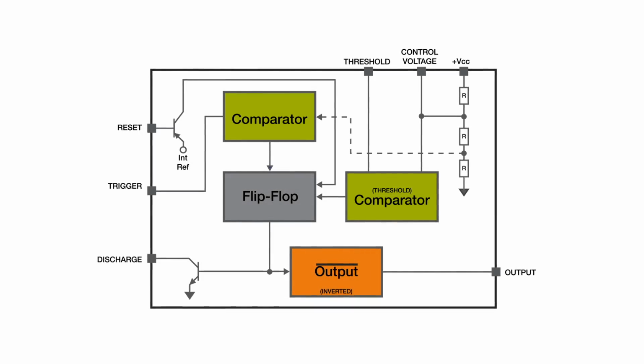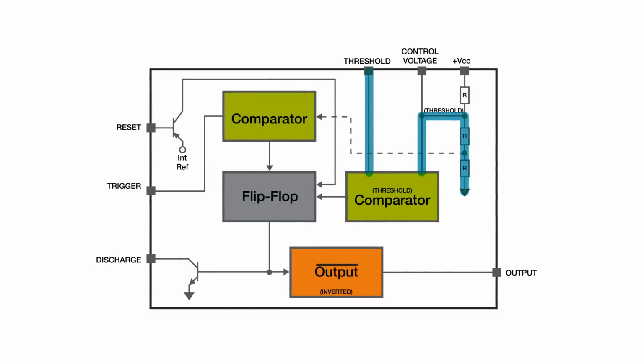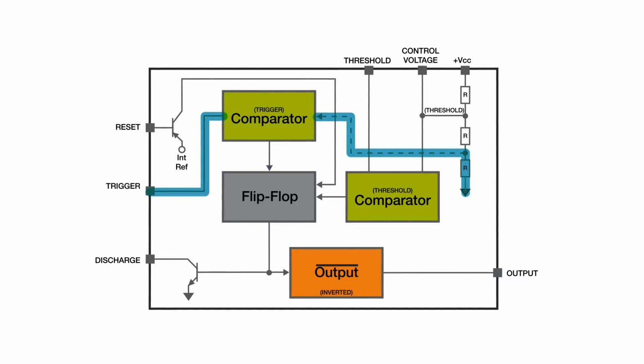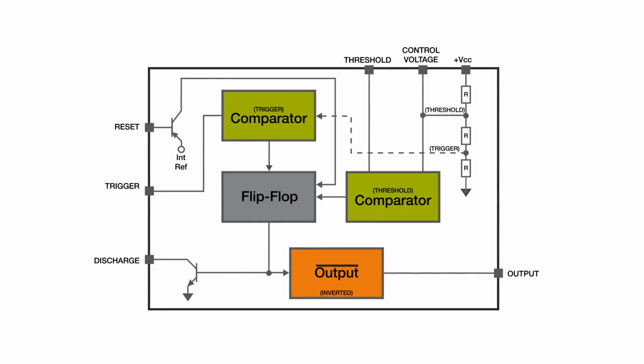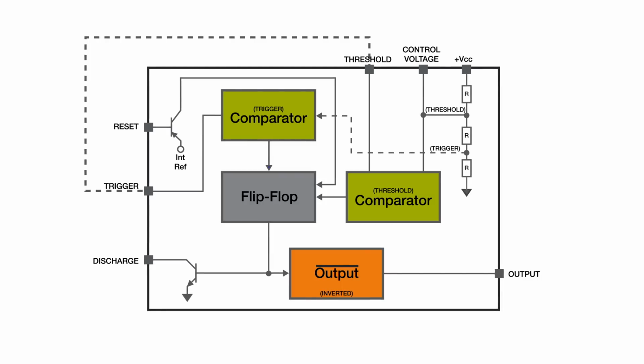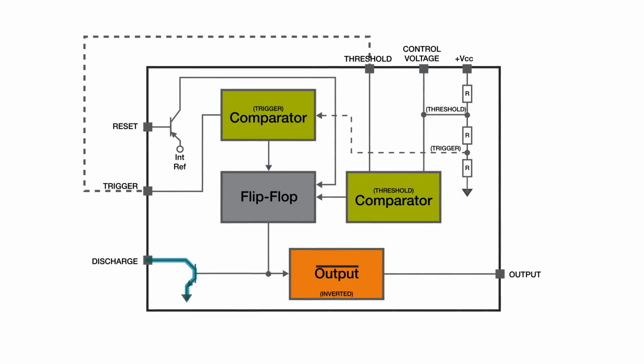The threshold pin's comparator causes the flip-flop to toggle when the signal reaches 2/3 of VCC, while the trigger pin's comparator causes the flip-flop to toggle when its voltage reaches 1/3 of VCC. This behavior is critical because in an astable multivibrator, these two pins are connected together. Last, notice that the discharge pin is also controlled by the flip-flop.